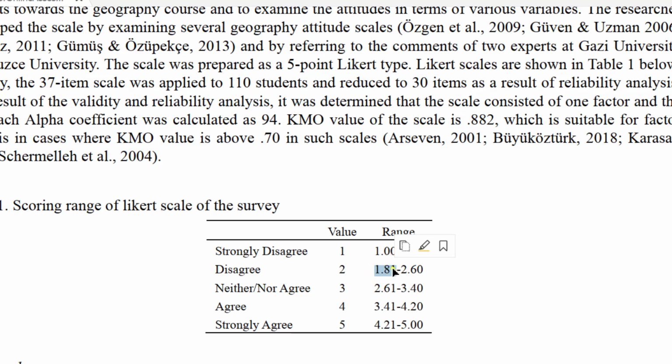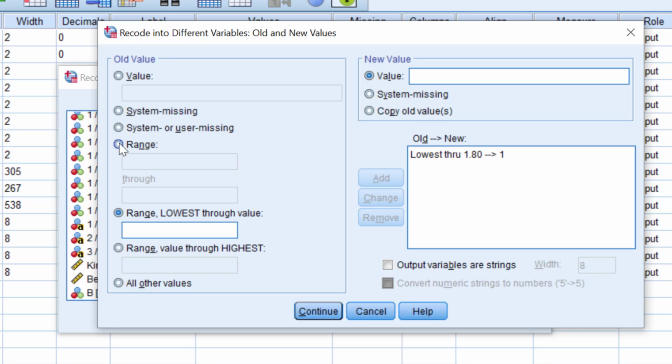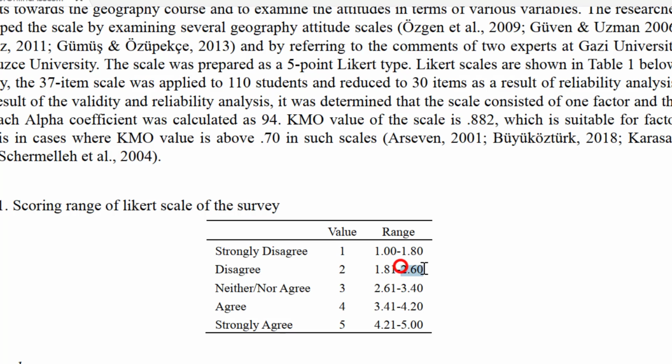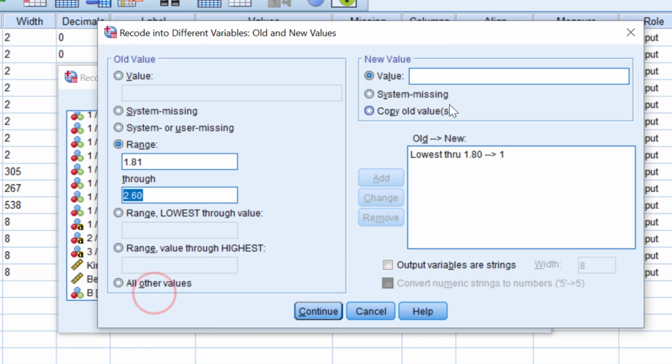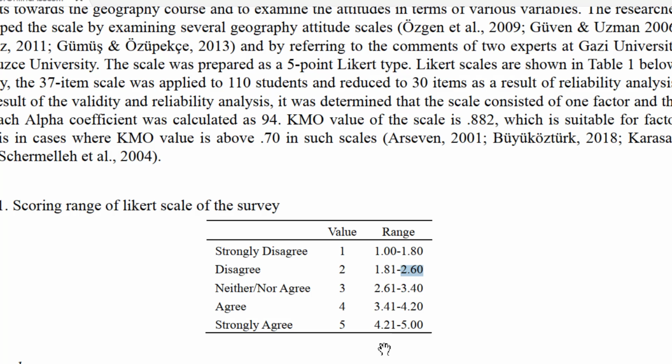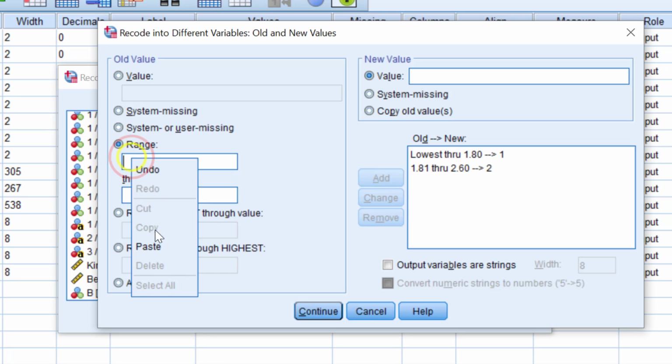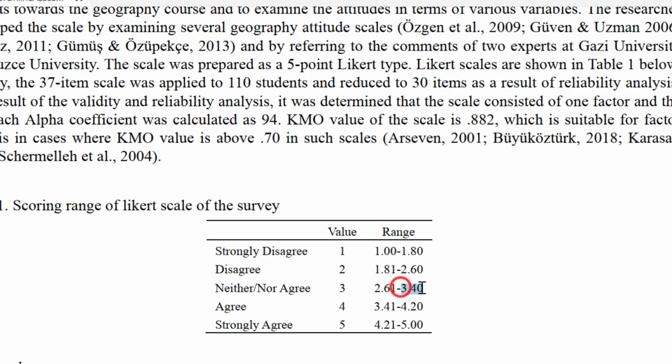I'm going to check the second one, copy it, go to spaces, then choose this range, and I put the range 1.81 to 2.60. Next I'm going to paste and choose 2 and click add. Now all mean scores from 1.81 to 2.60 will be turned into 2. Then we go to the next values, 2.61, and I'm going to put it here, 2.61 till 3.40.